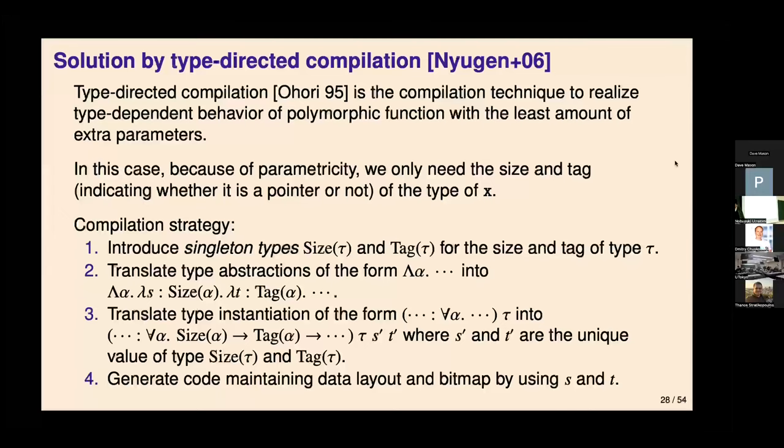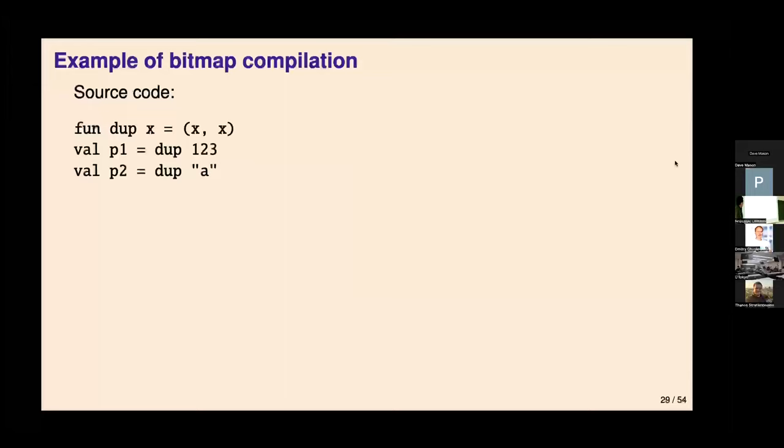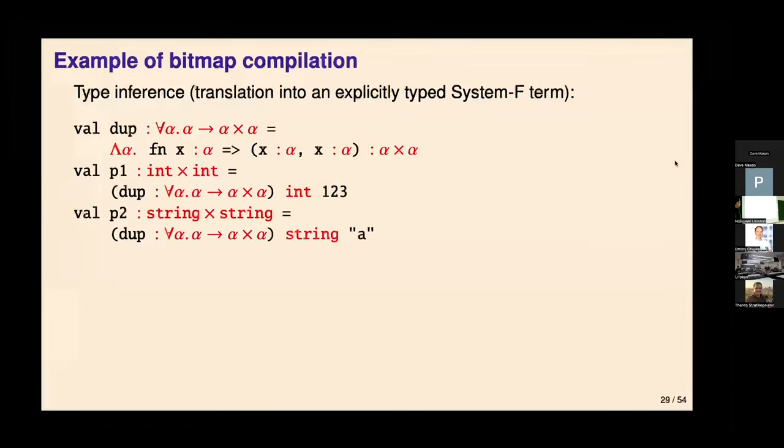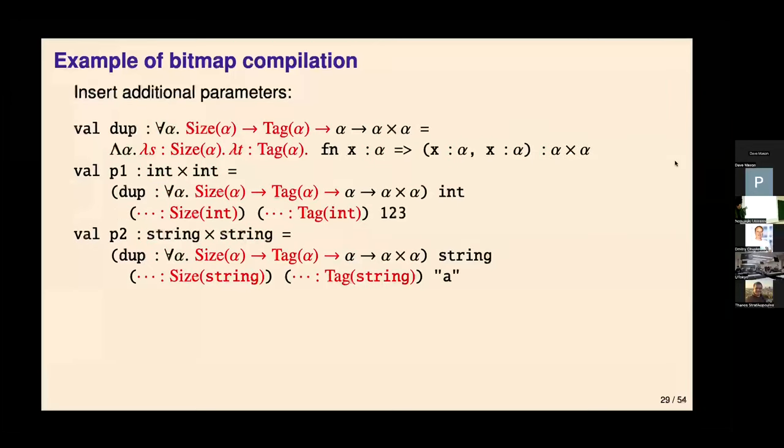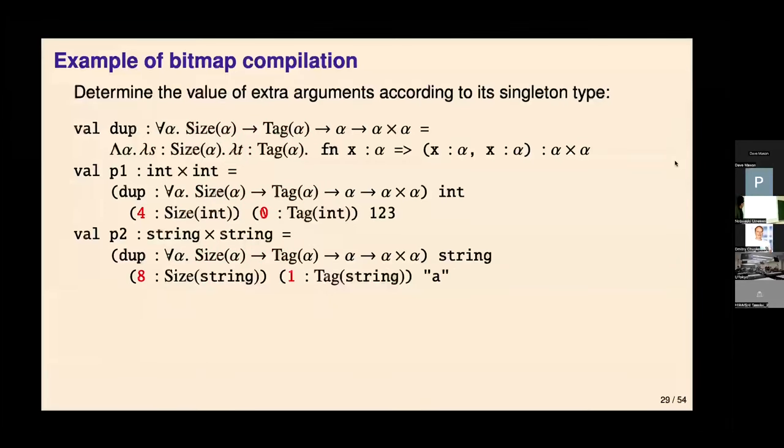Well, time is limited, so I'd like to skip some slides. But anyway, this is an example of type-directed compilation. This is a div example, and there are two calls of the div function. These are two instantiations of the polymorphic div function, one for int and another one for string. And the type of the function introduces an additional parameter for the size and tag of the instance type, like this. And the size of int is known, and therefore the compiler can generate the unique value of this type. So the compiler generates code from the type in this scenario.